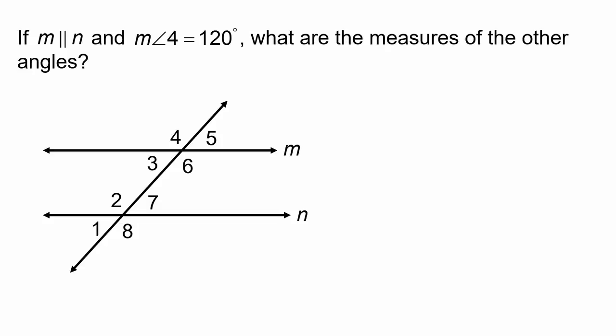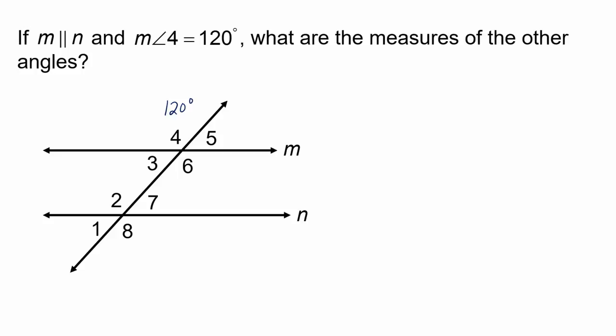If line M is parallel to line N and the measure of angle 4 is 120 degrees, what are the measures of the other angles? So here's our picture. We have lines M and N, told that they're parallel, and they're cut by a transversal. We know that angle 4 is 120 degrees, so let's label that. Let's find the measures of the other angles.